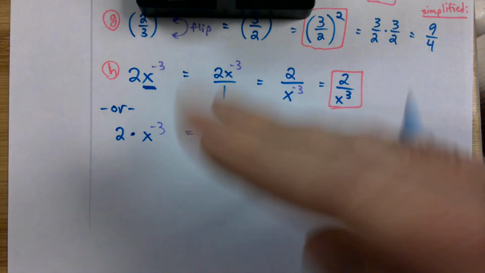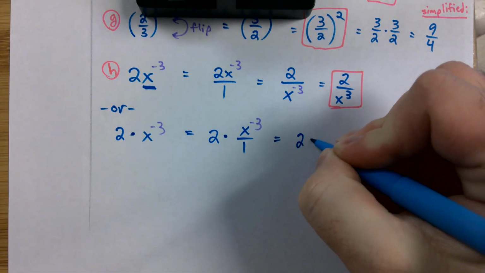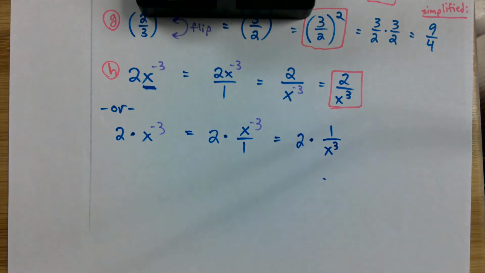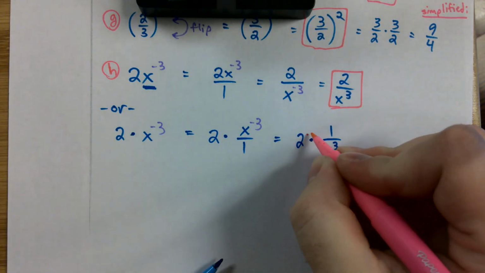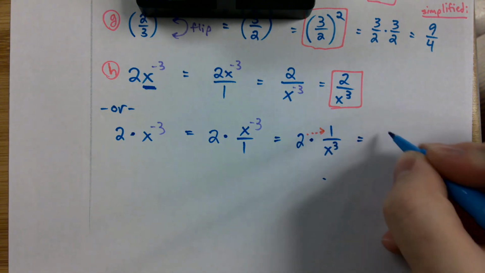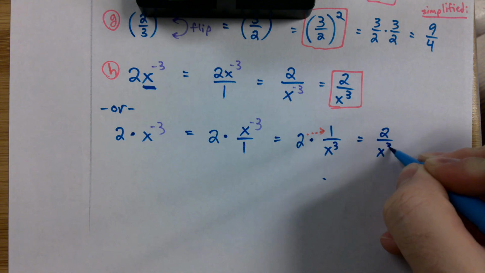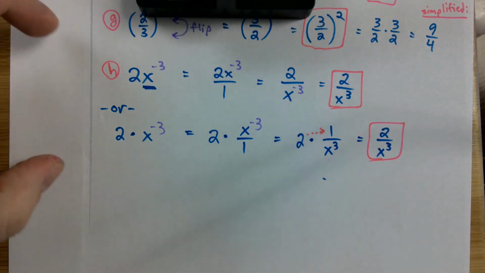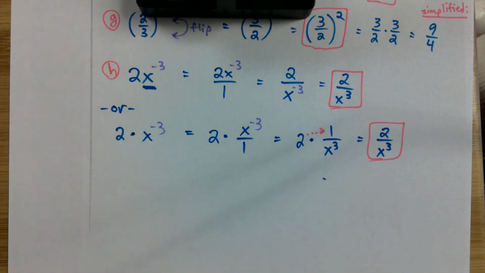Now let's go ahead and flip this one. 2 times stays, and then we have 1 over x to the third, right? Now if we wanted to bring these back together, we just multiply the 2 times the 1, which would give us 2 over x to the third. I would write both of these just so you know that you have 2 options if you get stuck on a problem like that on a test.